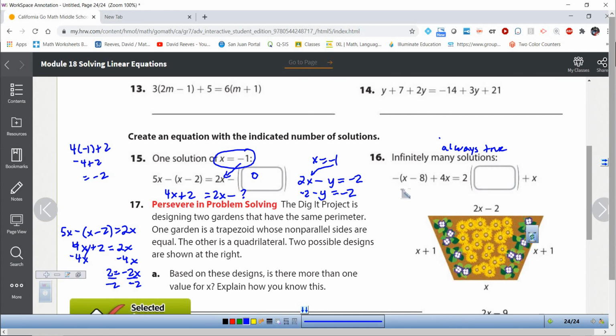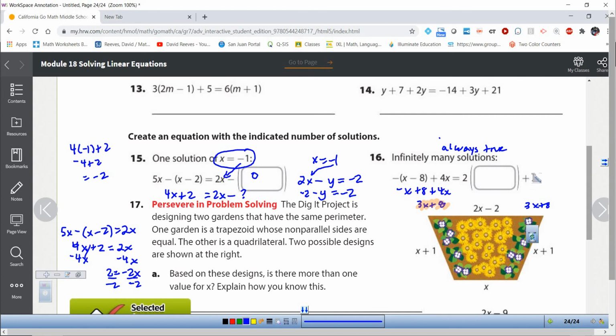So again, if I distribute here, I get -x plus 8 plus 4x. All right, simplifying that, what do I get? I get 3x plus 8. So this left-hand side simplifies to 3x plus 8. So this side over here also needs to simplify to 3x plus 8, because if it's going to have infinitely many solutions, they have to be the same.